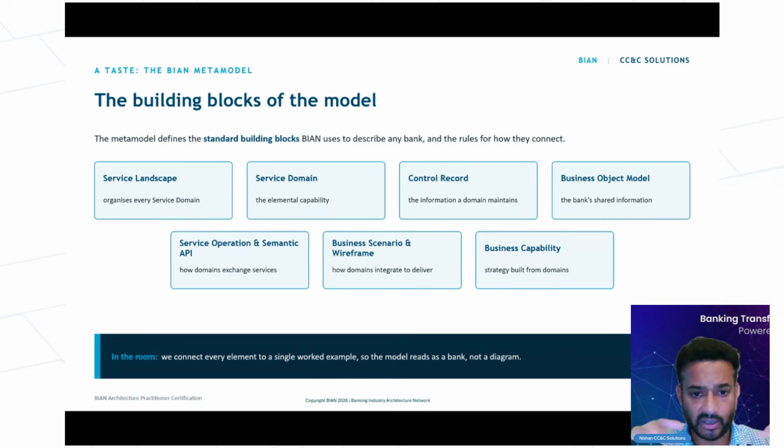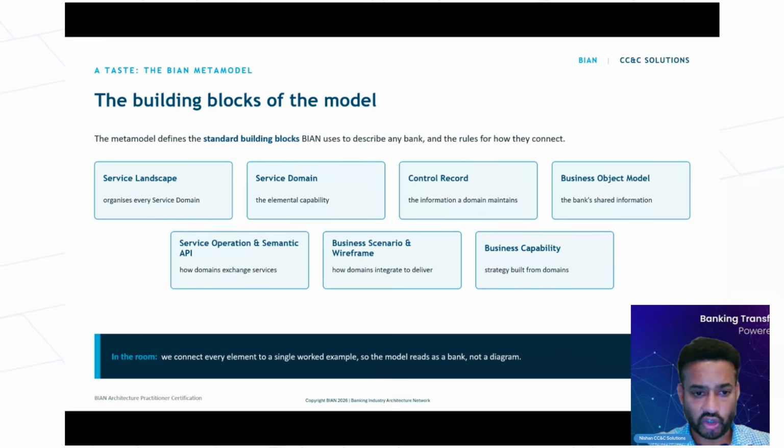So to that end, we cover the meta model, which is what are all of the elements that make up the BIAN framework. And so elements of the meta model include the service landscape, which we touched on earlier, the periodic table of elements. It includes the service domain, and it also includes a number of other really, really important elements that play extremely critical roles in bringing value to your architecture. So the control record is the information that a particular service domain maintains for the entire life cycle of the asset that it manages. The business object model is an enterprise view of the bank's shared information, modeled in such a way that the business objects, just like service domains, are mutually exclusive and collectively exhaustive.